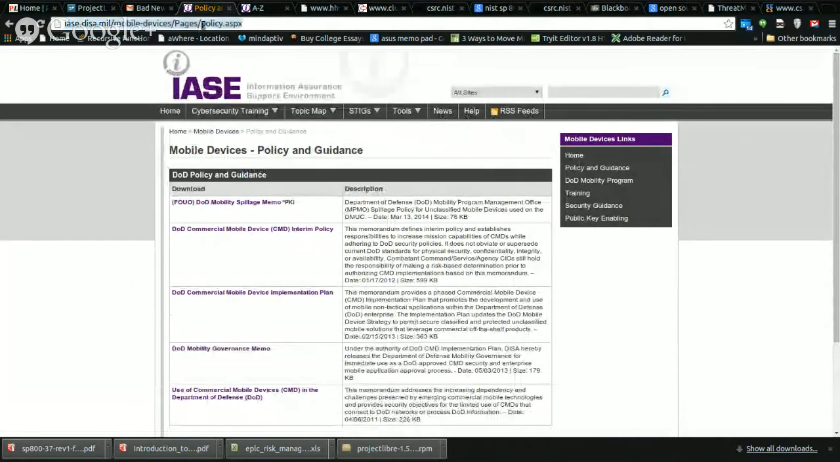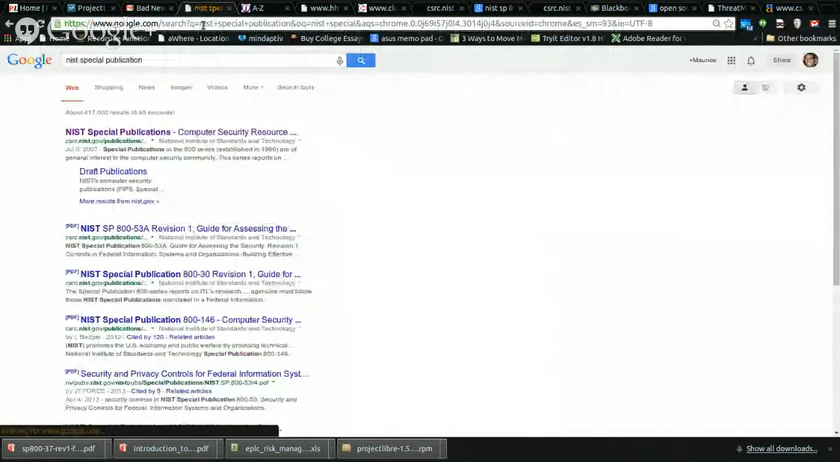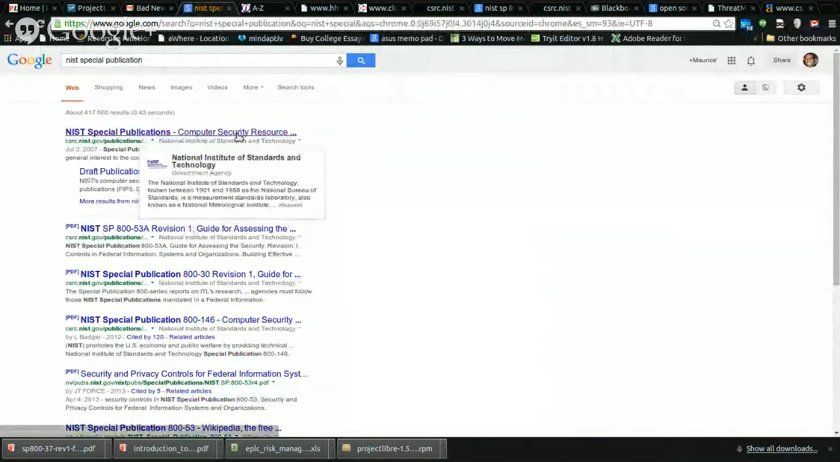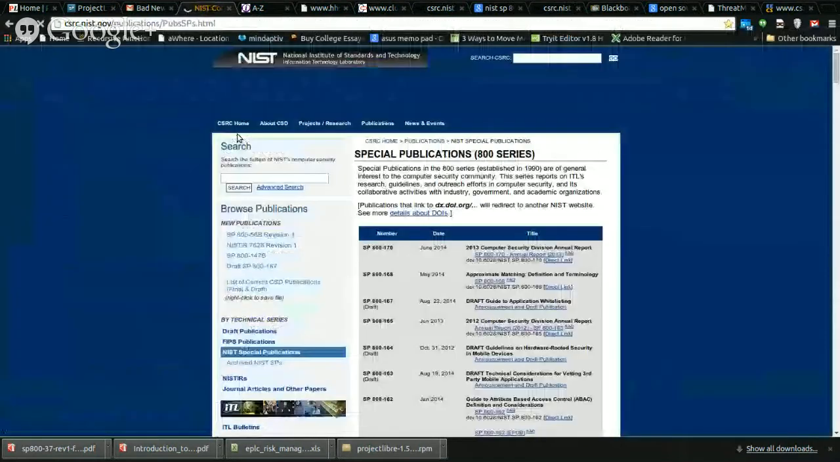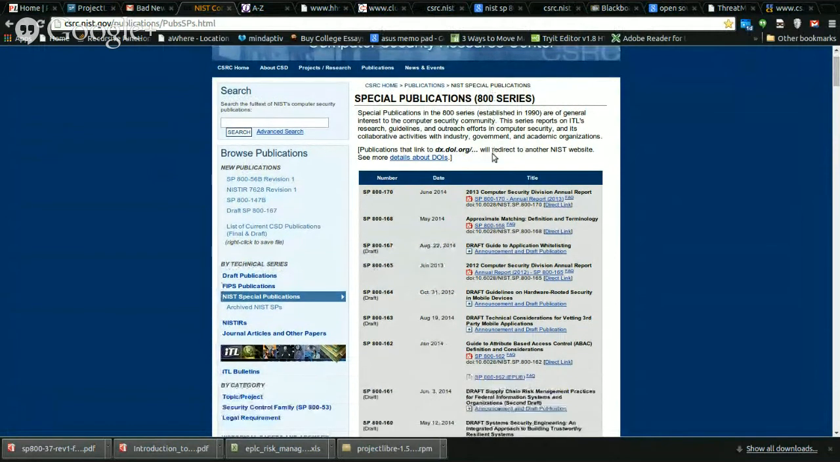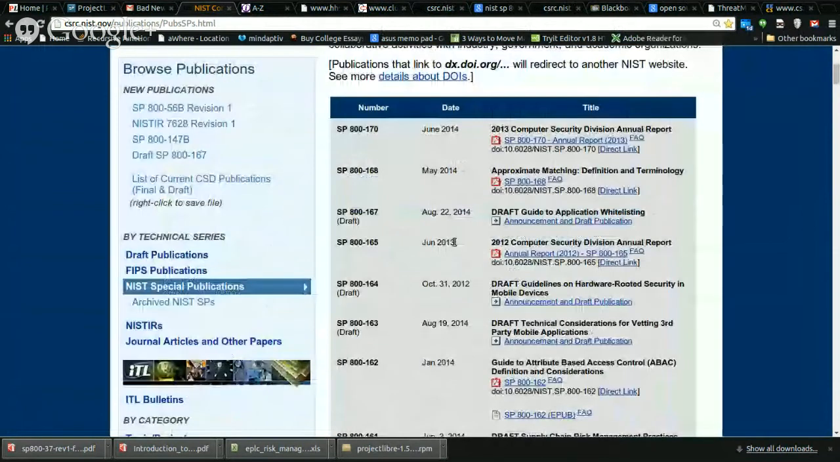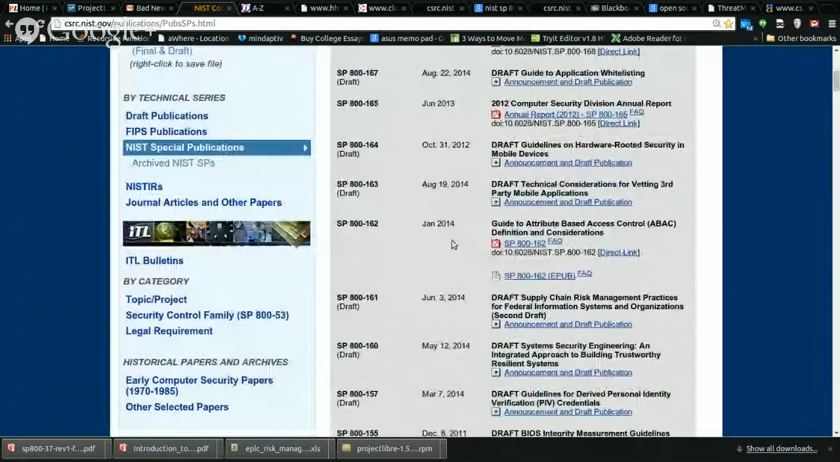The other item is the NIST. This is what I was talking about earlier. This is from the National Institute of Standards and Technology, and this is their IT laboratory and their computer security division. It's a computer security resource center. Sounds very redundant, but their special publications have a ton of different guidance for various security-related items.